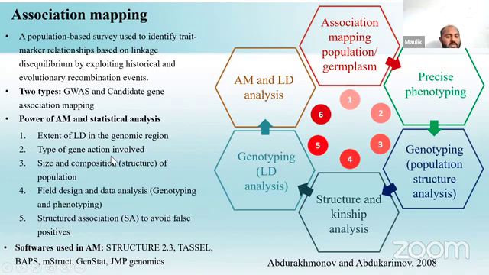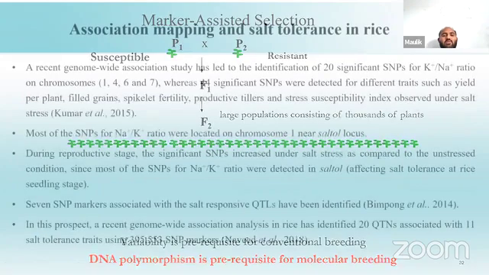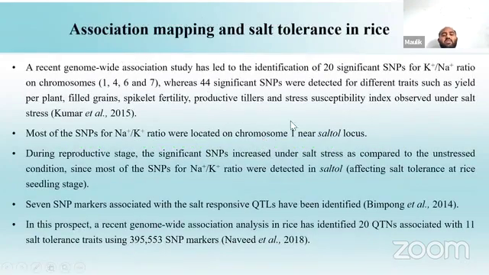Field design and data analysis. These are all the software used in association mapping. These are association mapping studies used for salinity tolerance in rice. On chromosomes 1, 6 and 7, 44 significant SNPs were identified by Kumar et al.